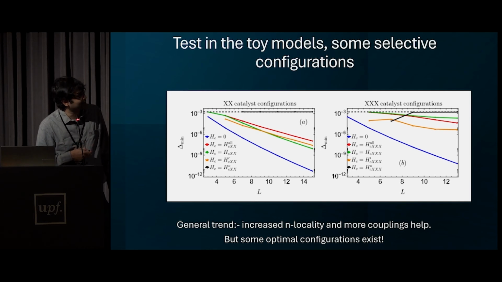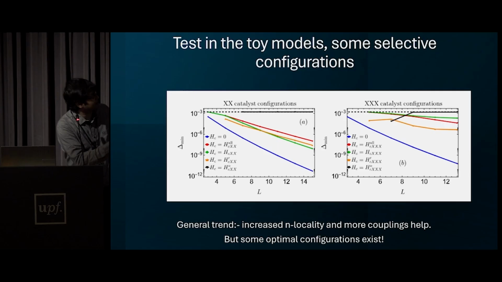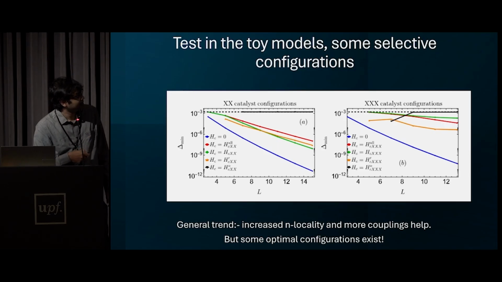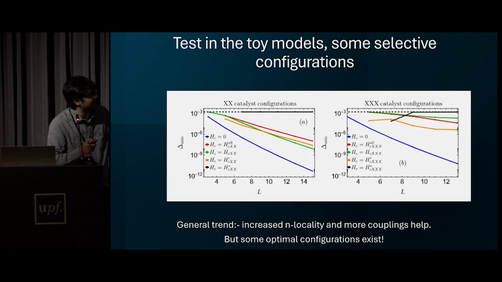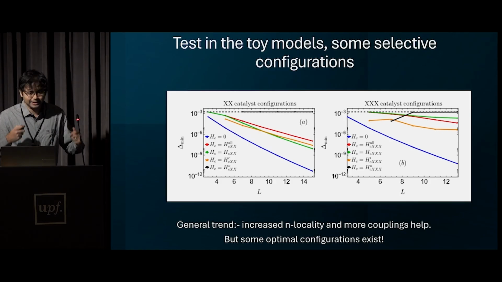So one thing is that this optimal catalyst configuration is completely size independent. This black line works for all system sizes. On the other hand, the other ones scale down, and they're more or less pretty similar to each other. So we are going to say that, okay, maybe HCXX or HCXXX was not so bad. But clearly, increasing the n-locality is helping. Great, we learned things which work.